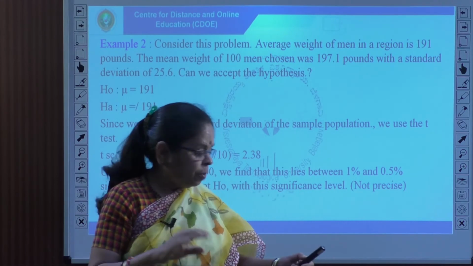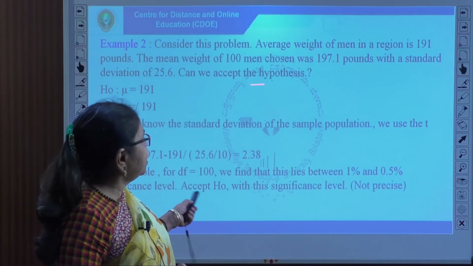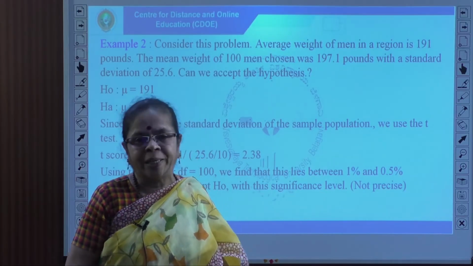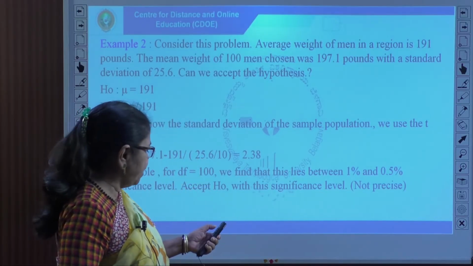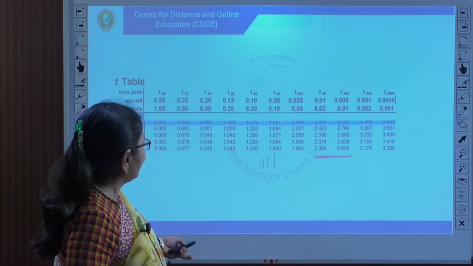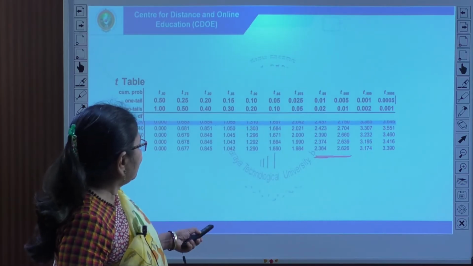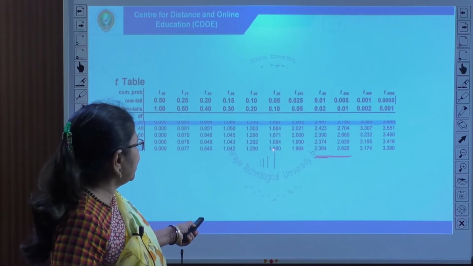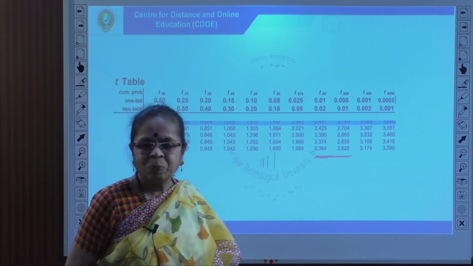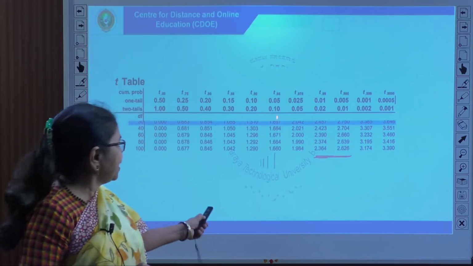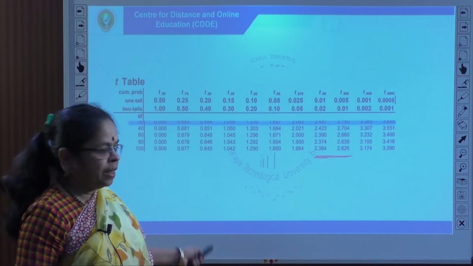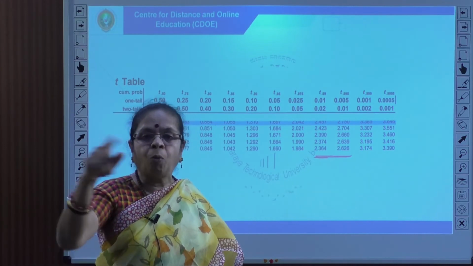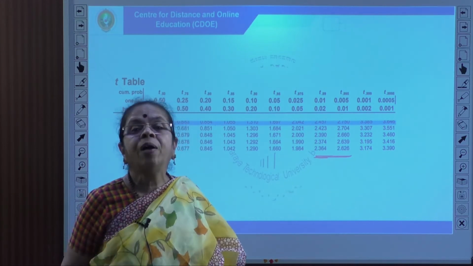If I take a standard significance level of 5%, then you are going to reject, because for 5% the critical value is 1.66 and your T factor is 2.38. So, it is above the critical value, so you have to reject it.